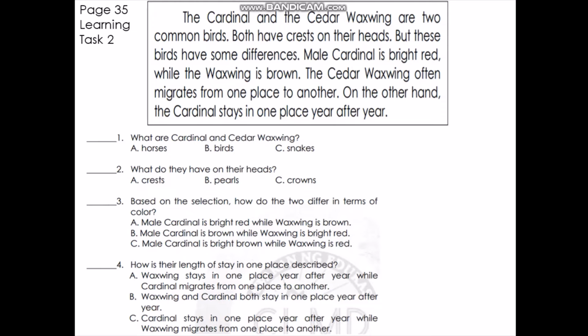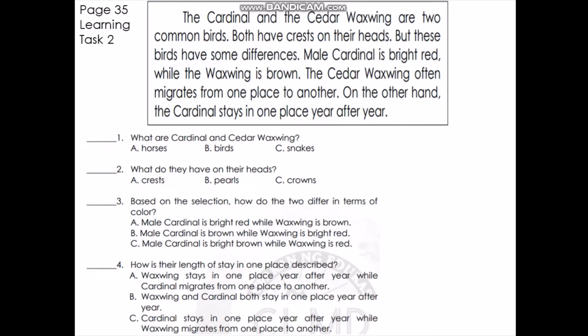Number 1, what are cardinal and cedar waxwing? A. Horses, B. Birds, C. Snakes. Number 2, what do they have on their heads? A. Crests, B. Pearls, C. Crowns. Number 3, based on the selection, how do the two differ in terms of color? A. Male cardinal is bright red while waxwing is brown. Letter B. Male cardinal is brown while waxwing is bright red. Letter C. Male cardinal is bright brown while waxwing is red.